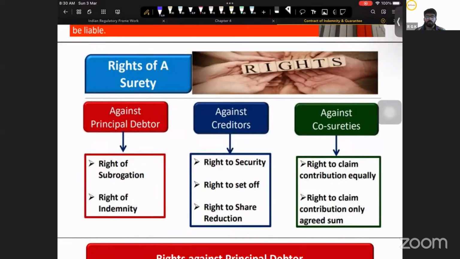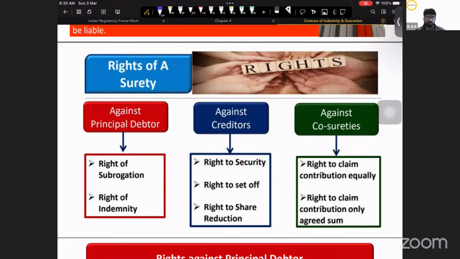So if you remember, in yesterday's session, we had started our discussion on special contracts, and first thing we completed was contract of indemnity. So the next topic that we started was contract of guarantee. Under contract of guarantee, we understood what contract of guarantee was.